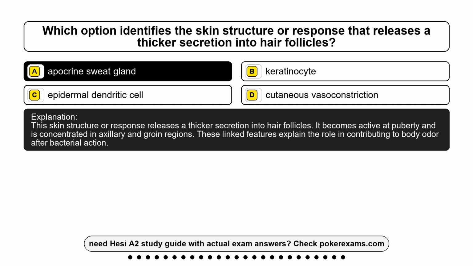This skin structure or response releases a thicker secretion into hair follicles. It becomes active at puberty and is concentrated in axillary and groin regions. These linked features explain the role in contributing to body odor after bacterial action.